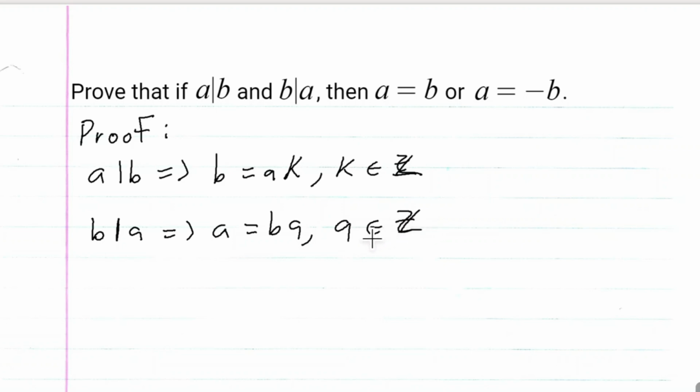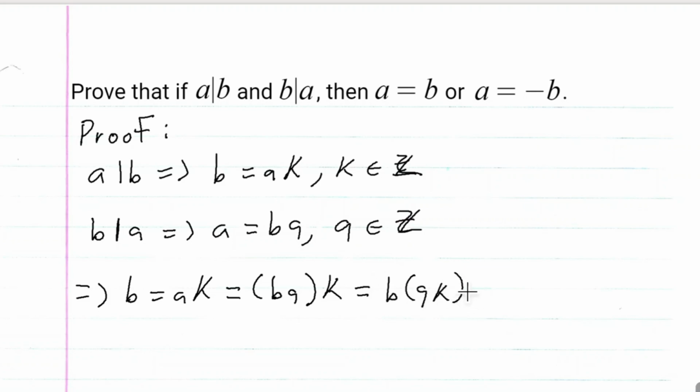Okay. So now what I can do is I know now that B is equal to AK, but I also know that A is equal to B times Q. So I can substitute BQ where the A is. So I have B is equal to B times Q times K. And then, of course, using the associative property, I can write this B times Q times K. So what I have is B is equal to B times Q times K, right?